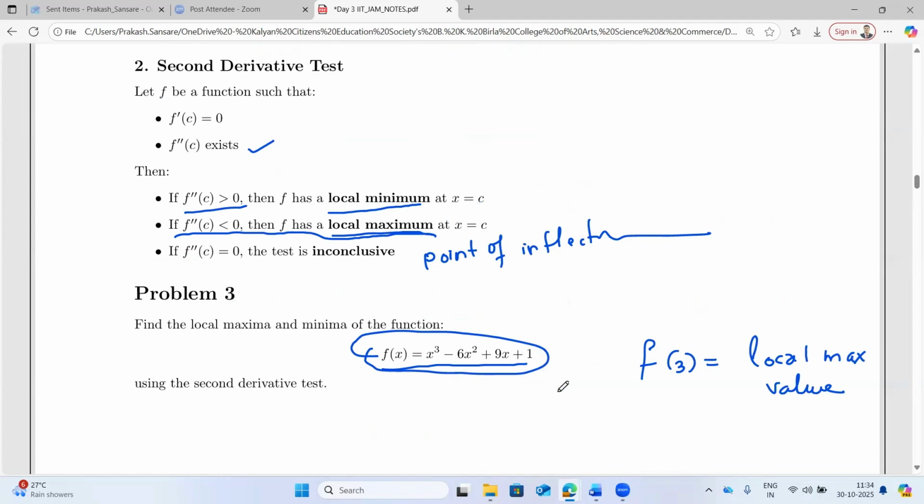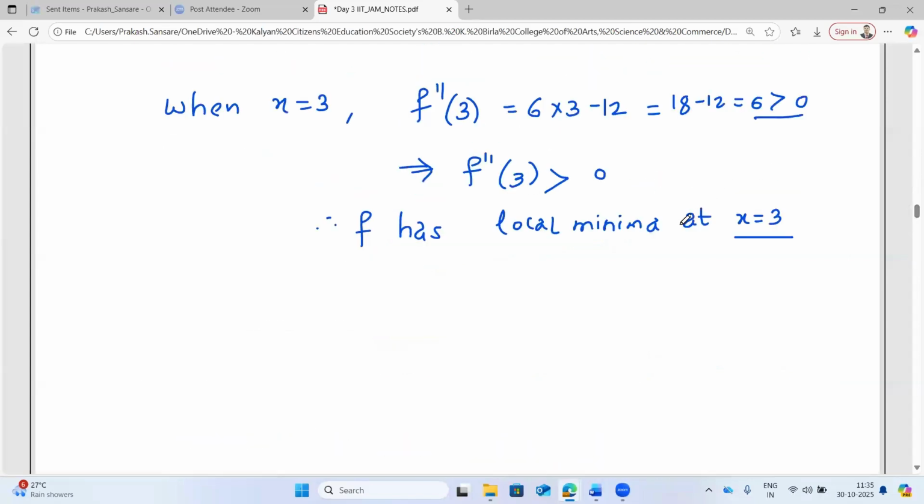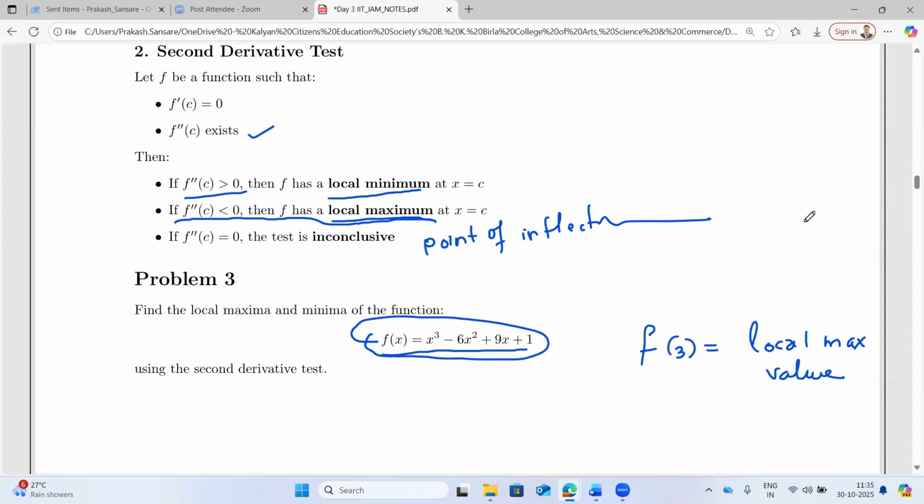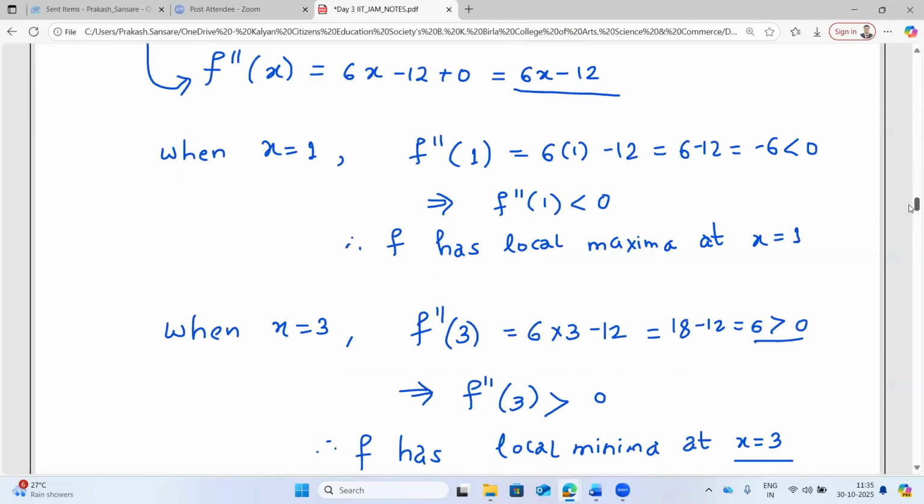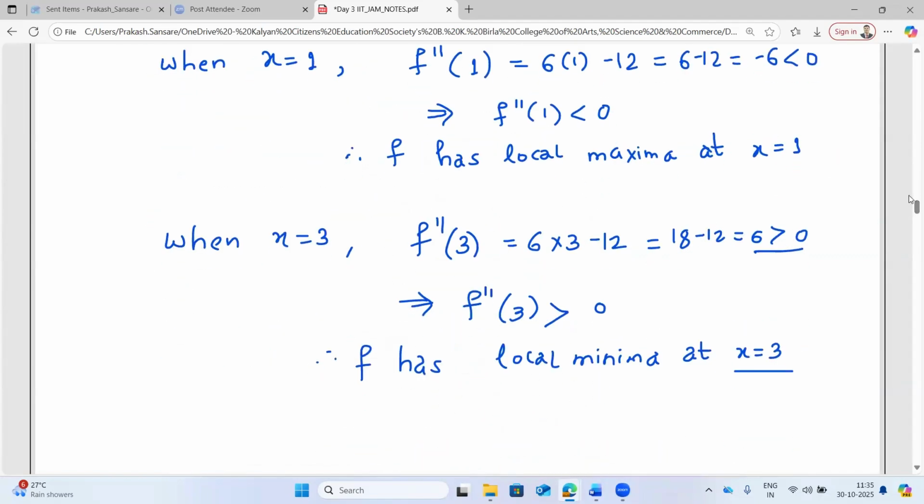So a function has a local maximum value exactly... F has a local, maybe at 3 it is a minima, no? So I put here local minima. And this maxima and minima is very useful in economics. Arts people use it too, it has a lot of practical applications for transportation problems, optimization theory and all. So here we got f has a local minima at x is equal to 3.